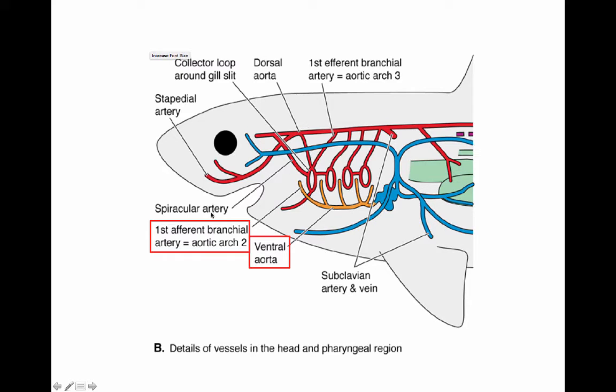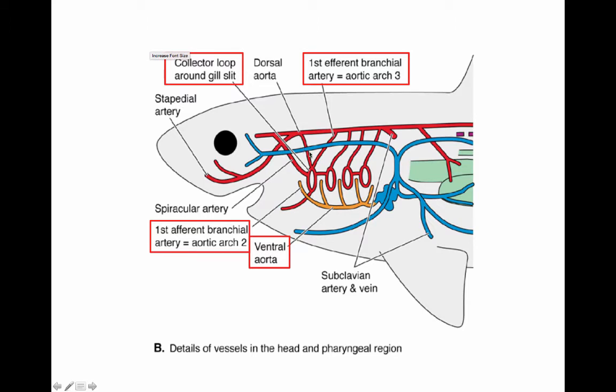Basically the aortic arch is composed of this entire arch going from the ventral aorta to the dorsal aorta, including both these afferent branchial arteries, this next little chamber called the collector loop that encircles the gill slit and feeds the blood into those primary and secondary lamellae to become oxygenated. And then they're going to travel into the efferent branchial arteries. And again, these are part of the aortic arches, all the vessels going from the ventral aorta to the dorsal aorta. In this case, this is a branch from aortic arch number 3. Again, we'll go into more detail on that a little bit later.